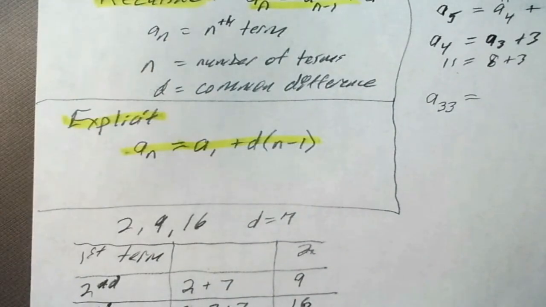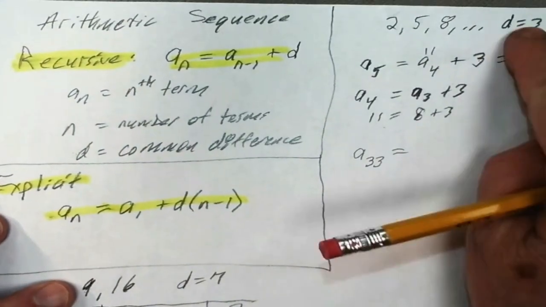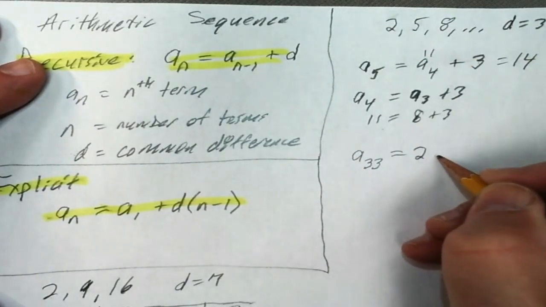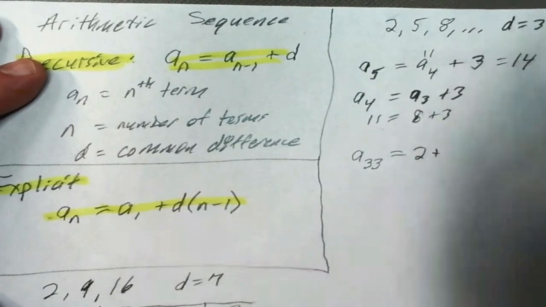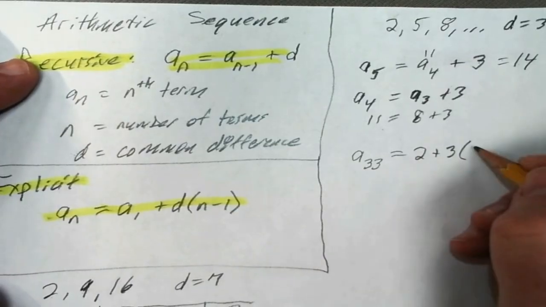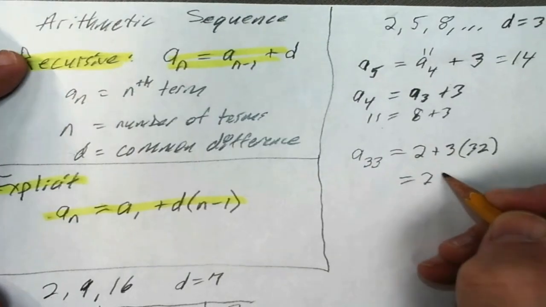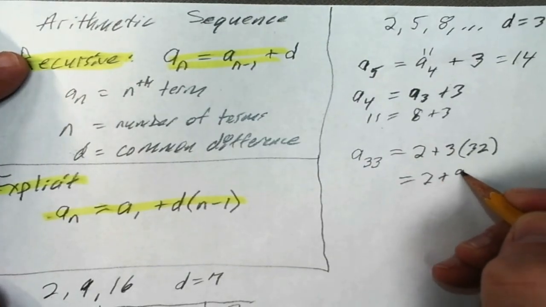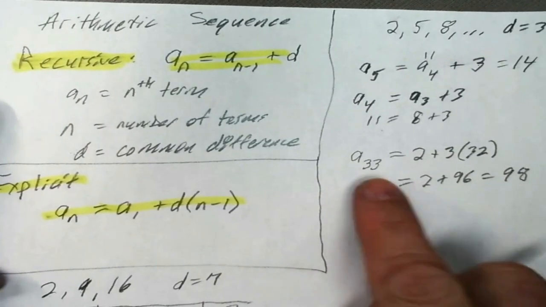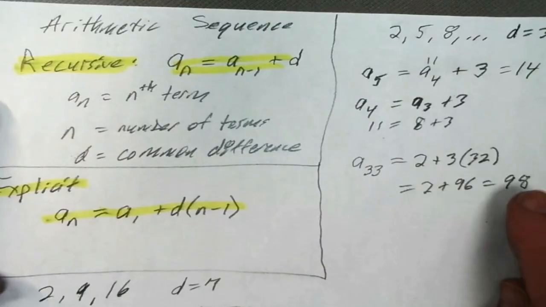So knowing that, let's see if we can find this 33rd term. Common difference was 3. So the first term on this one was a 2, plus the common difference of 3, n minus 1. N is 33. So I'm going to take this times 32. So 2 plus 3 times 32 is 96. So 98 would be the 33rd term in this sequence. 2, 5, 8, 11, 14, 17. This will be the 33rd term.